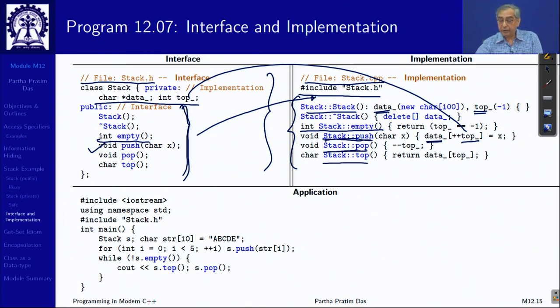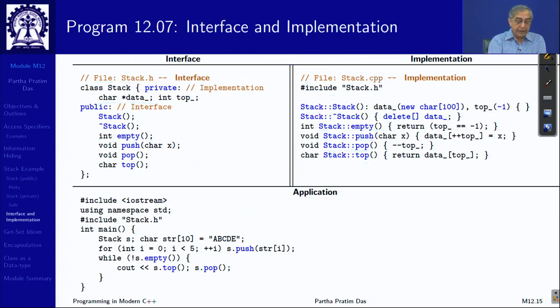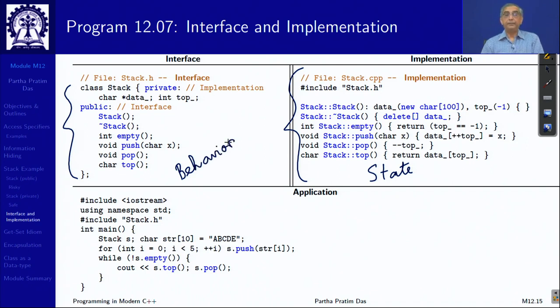If I do that, then this is my interface, because anybody who uses the stack needs to use this, and this is my implementation, because nobody needs to know how I am doing it, whether I am using a dynamically created array or a vector or whatever I may be doing. That is my choice. I can change that any time also without changing the behavior of the stack at all. So, this is the implementation which keeps the state, and this is the interface which is the behavior.